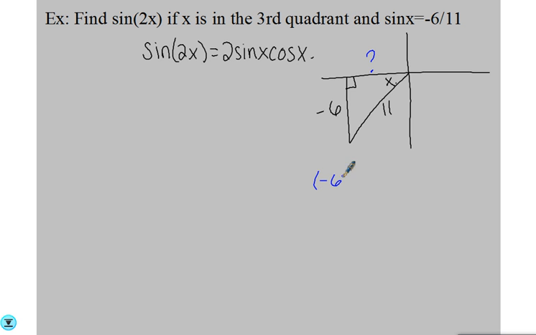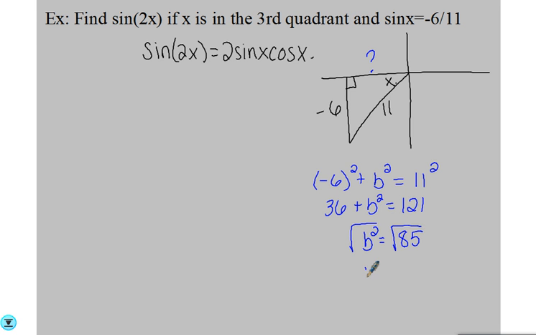So I know that negative 6 squared plus, we'll call it, b squared, since that's another side of the right triangle, equals 11 squared. Negative 6 squared is 36, plus b squared is 121. If we go ahead and subtract 36 from 121, we're left with 85, so b squared equals 85. Taking the square root of both sides to get b by itself, we get b is equal to the square root of 85. Now if we stop and think if we can simplify that, 85 cannot be divided by 4, 9, 16, or 25, or 36, which means that we can't reduce that square root at all.